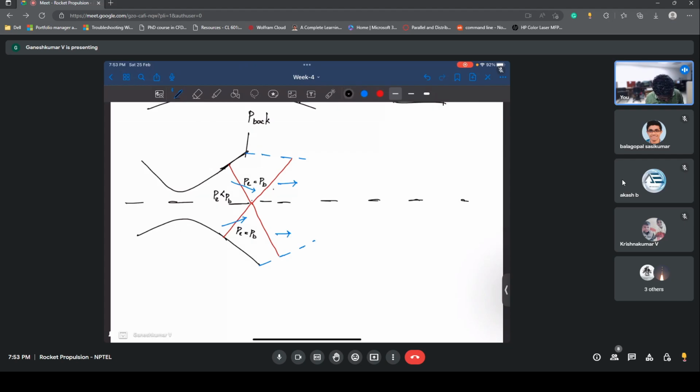But what happens? We know that across a shock wave the pressure is going to increase and the velocity will decrease, right? So now the P_E, which is the gas pressure, is going to be greater than P_B. Now again we have to match the exit pressure. So what it does is something called an expansion wave, something like this.